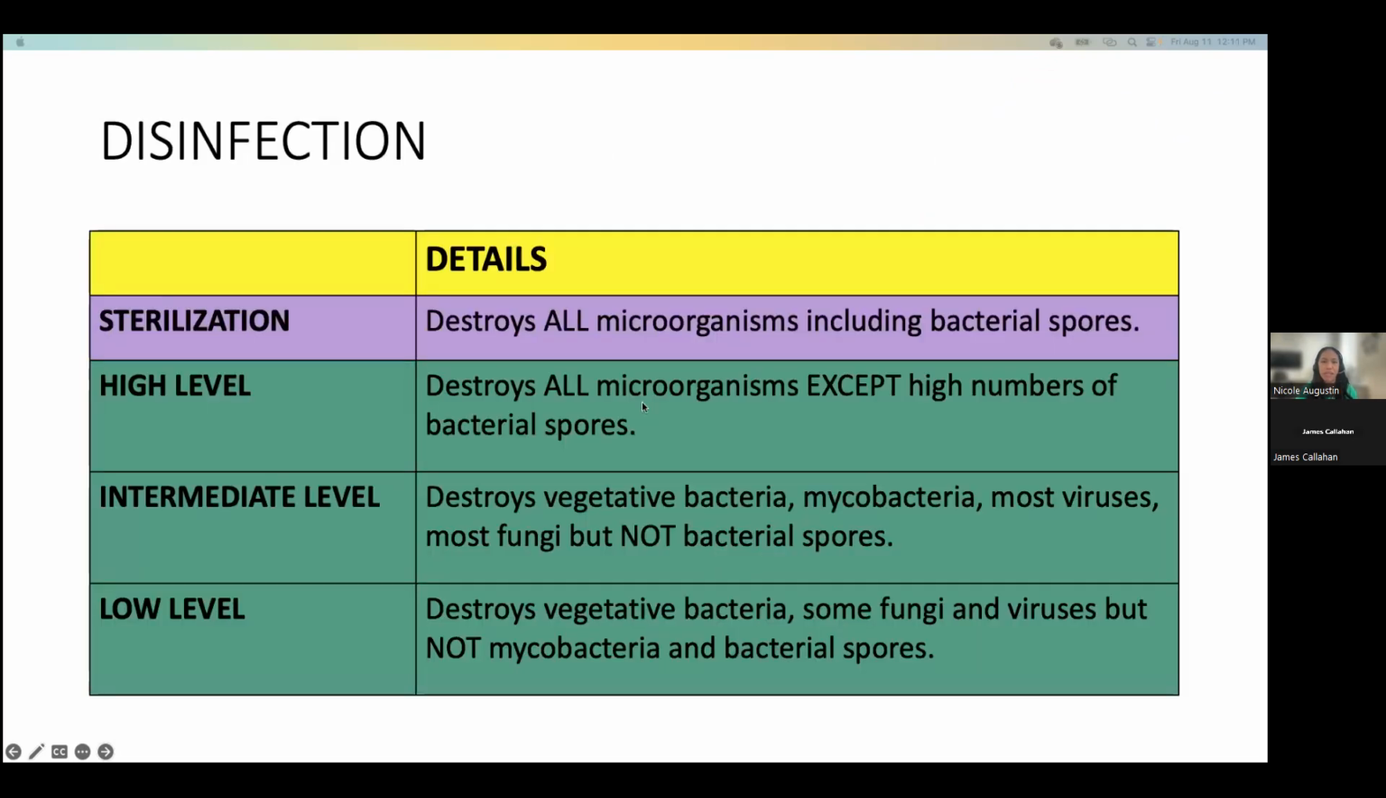Oops, let's just go back to that slide. With intermediate level, you destroy vegetative bacteria, mycobacteria, most viruses, most fungi, but not bacterial spores. With low level, you destroy the vegetative bacteria, some fungi and viruses, but not mycobacteria and not bacterial spores. So I found this table very helpful, and I think this table is from the LTC CIP study guide.